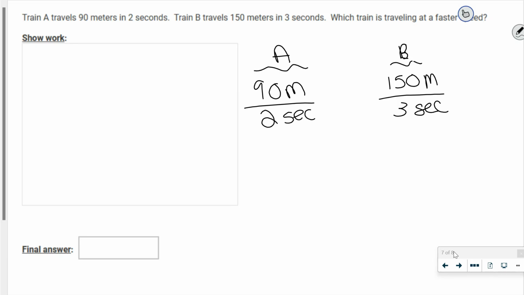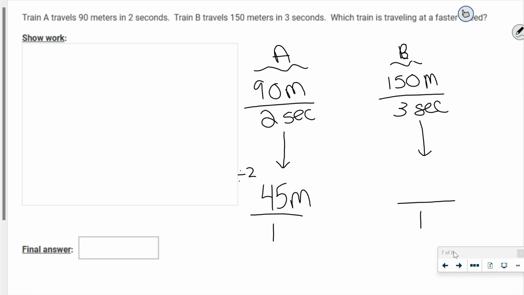All right, we cannot compare these two right now because one has a denominator of 2 and one has a denominator of 3. So what we're going to do is give them both a denominator of 1 because then we can compare them. 90 meters, so to go from 2 seconds to 1 second, we have to divide by 2. 90 meters divided by 2 is 45 meters in 1 second.